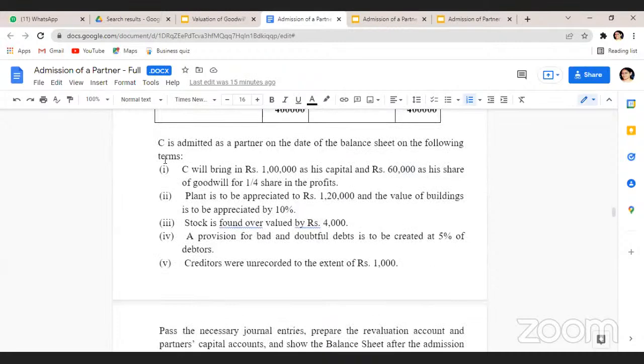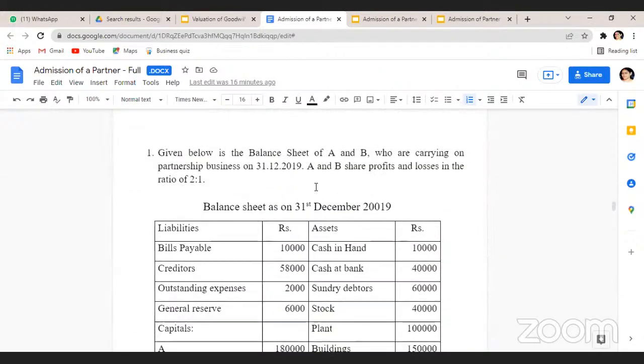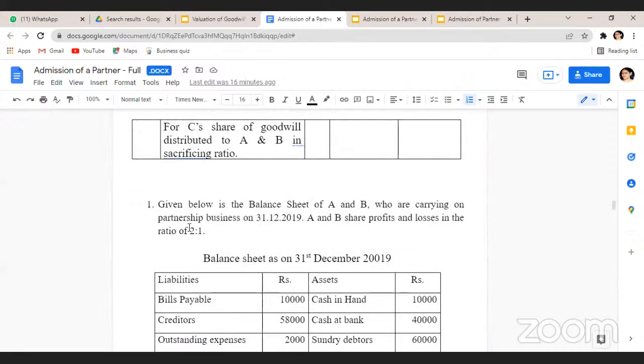C admitted with a 1/4 share. When the information is this simple, calculating the new profit sharing ratio is easy, and the sacrificing ratio is going to be the old ratio itself. The old ratio, 2:1 itself, becomes the sacrificing ratio because the question has been given so simply.